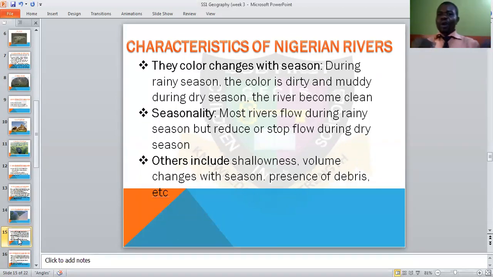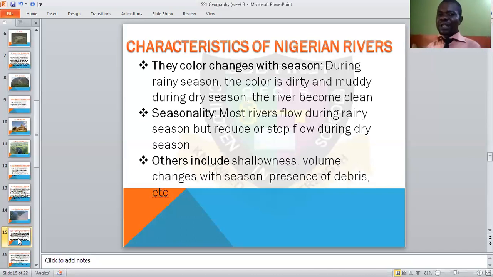Seasonality: some flow during rainy season because they have water added to them by erosion and even the rainwater. But they reduce flow or dry during the dry season because these additional waters are no more coming. Other characteristics include shallowness. Shallowness means they are not deep. We'll discuss shallowness in detail when we come to lake chart.